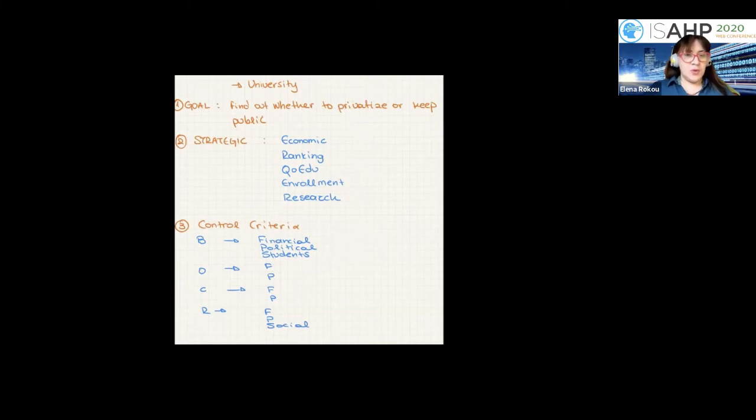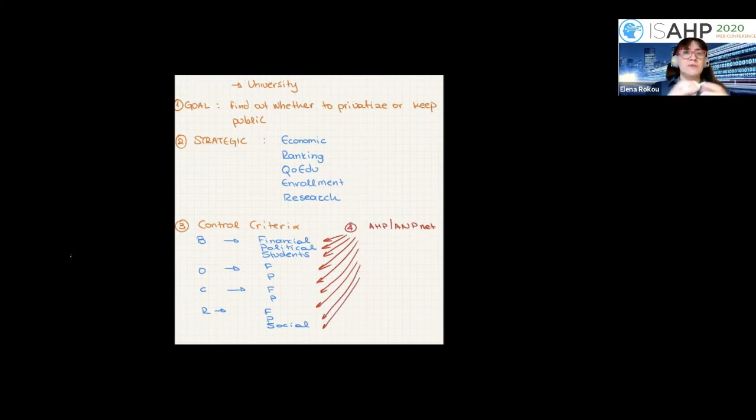Am I done? Is this my model? No. For each merit, I will need to go and create a full network, AHP or ANP, for each of my control criteria. And that sounds kind of difficult, right? To have all of these criteria at once and create so many networks. And sometimes scares us off. Actually, it's not that hard.